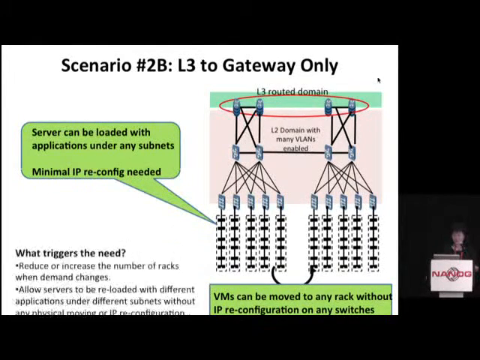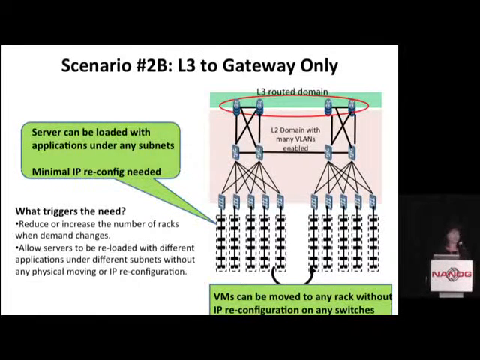So what triggers all those needs? What we have seen is that with lots of newer data centers, the demand goes up and down. This is especially true for some data centers with multi-tenants. As demand goes up and down, they need to consolidate their usage into a smaller number of racks when the demand is low, so that you can shut down some of the racks, and expand to more racks when the demand goes up.